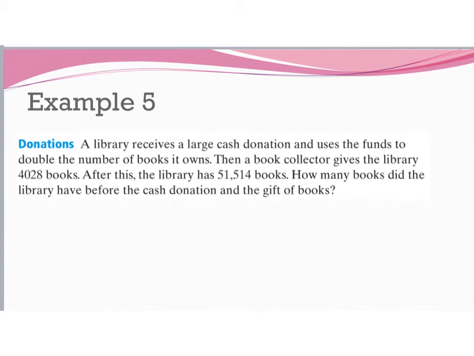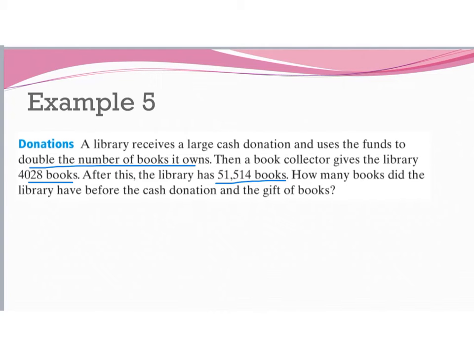Example 5 says, a library receives a large cash donation and uses the funds to double the number of books it owns. So we are doubling the number of books it owns. Then a book collector gives the library 4,028 books. After this, the library has 51,514 books. How many books did the library have before the cash donation?